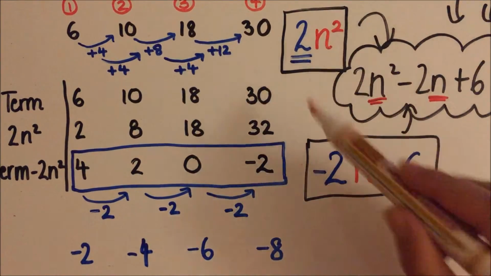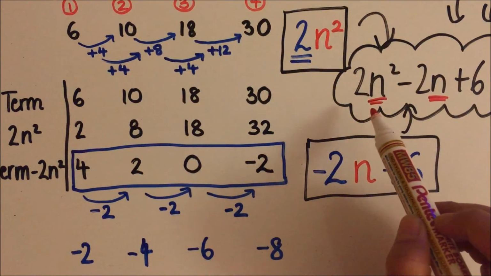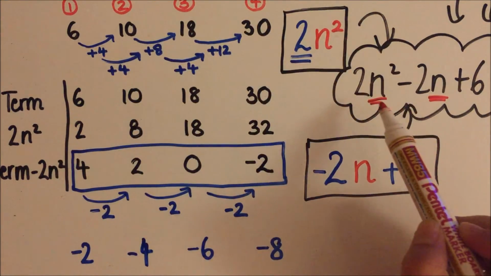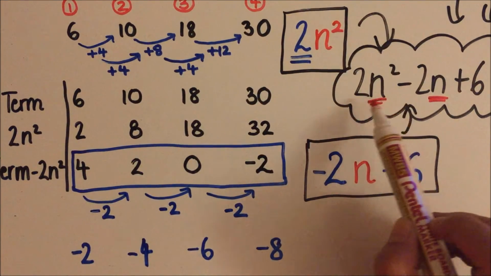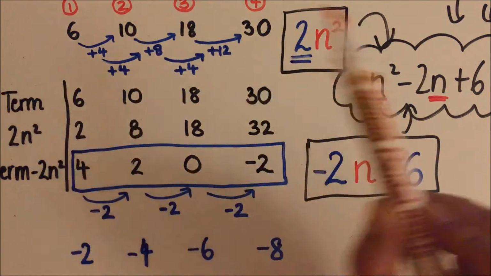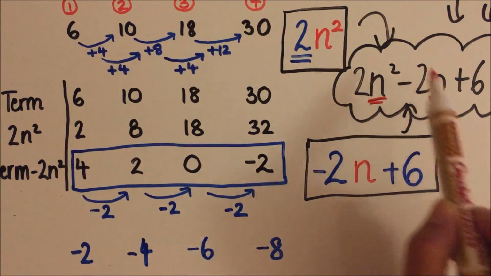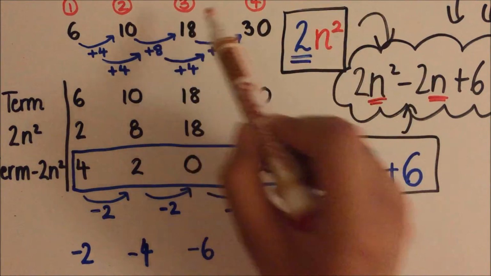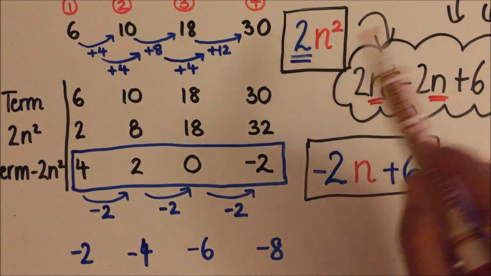After you found out your expression, you can obviously use this to check if what you've actually done is correct. So if you put the value of n equaling 1, you should get 6. If you put n equals 2, you should get 10. If you put n equals 3, you should get 18, and so on.